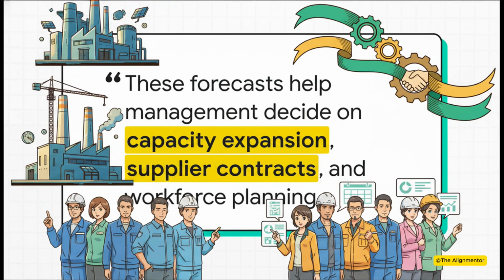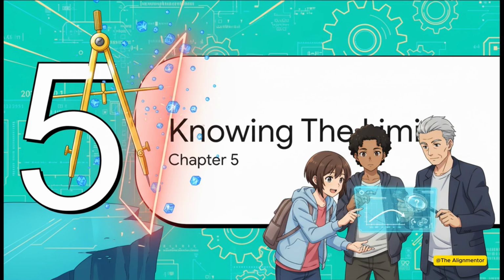So here's the real punchline from all these examples. For all three of these very different companies, these simple forecasts are what drive massive, high-stakes decisions. We're talking about building new factories, signing multi-year contracts with suppliers, and even planning out national infrastructure. The tool itself is simple, but its impact? Absolutely huge.